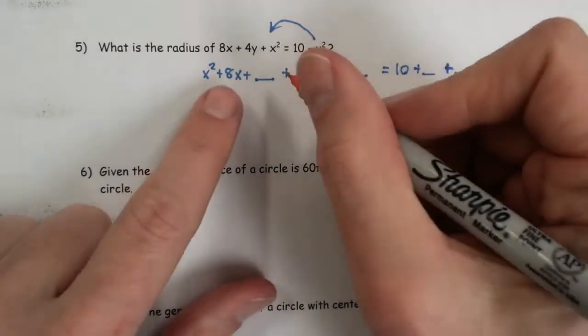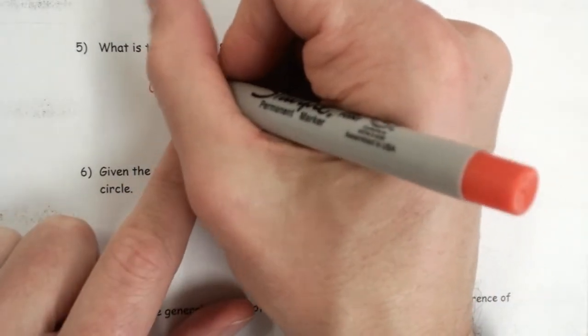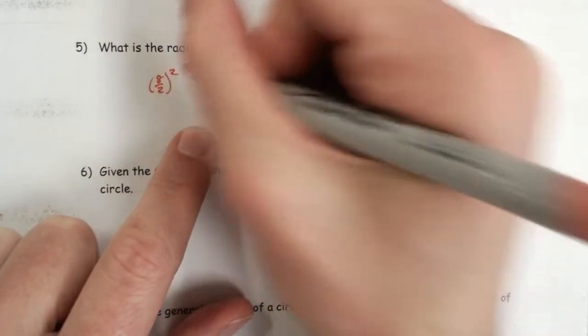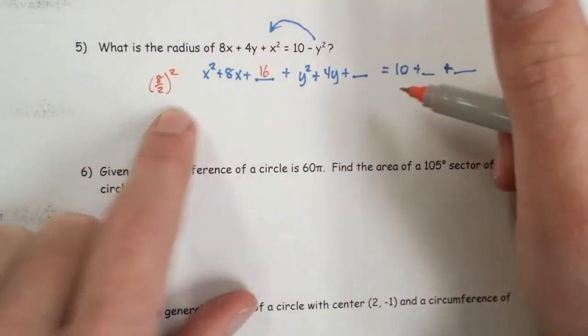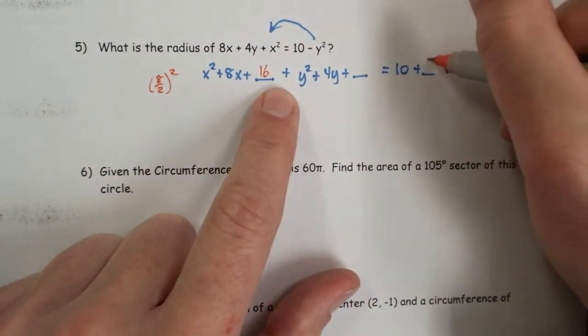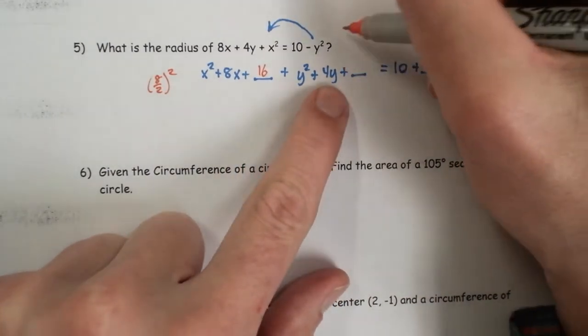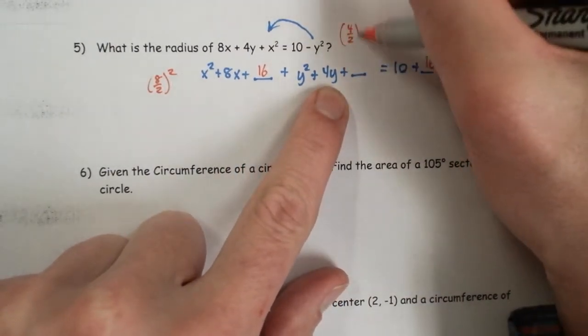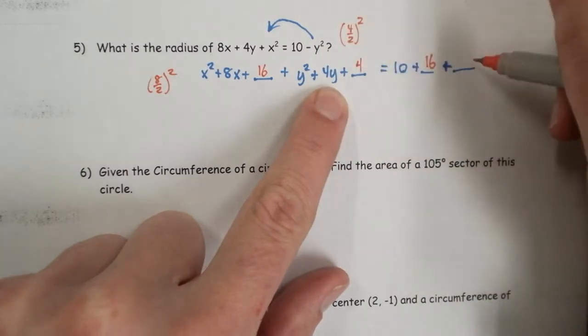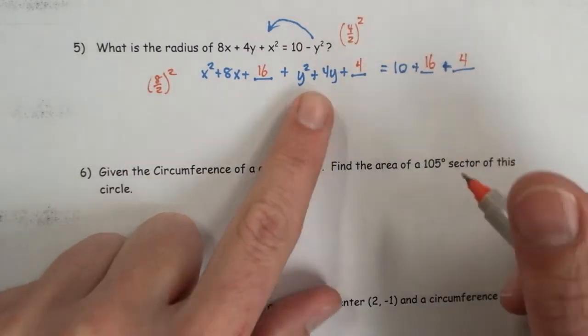You're going to divide the 8 by 2 and square it. So 8 divided by 2 is 4. 4 squared is 16. Copy it on the left side and the right side. 4 divided by 2 is 2. 2 squared is 4. Again, copy that on the left side and the right side.